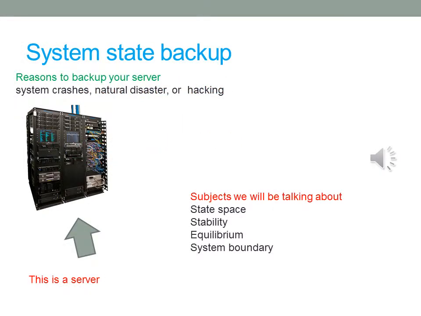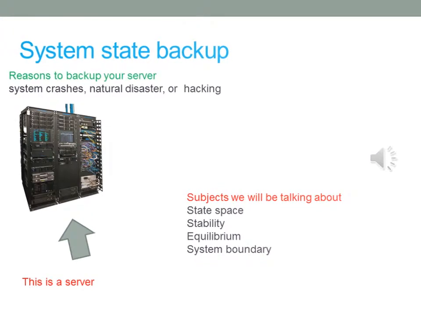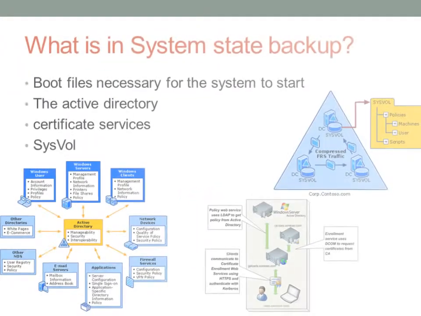Today we will be talking about system state and the different subjects within system state that we have picked to research. Firstly, let me tell you what system state is. People use system state to roll back their Windows servers in case of system crashes, natural disaster, or hacking. People will also use it if an update doesn't work so they can roll the system back to an earlier date. What is system state backup?